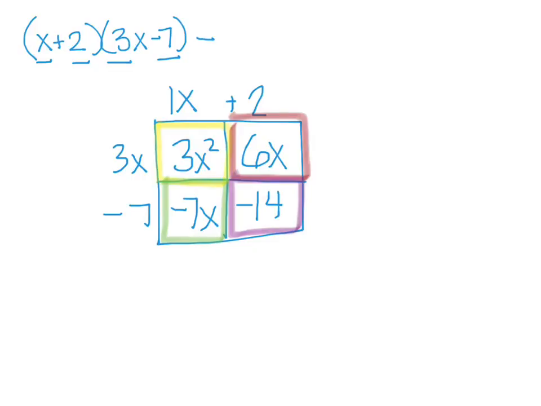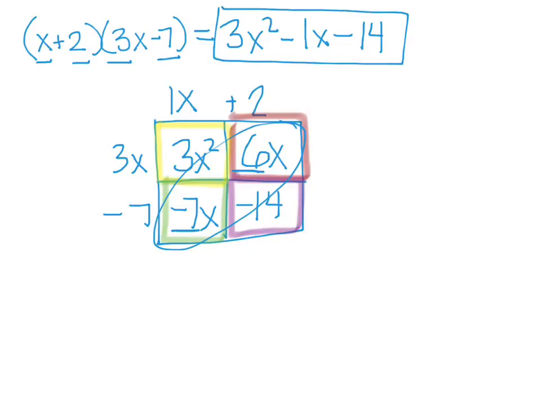For my answer to this multiplication, I'm just going to add together everything that's in the box. So 3x squared does not have any like terms. On this diagonal, though, I've got the 6x and the negative 7x. So I'm going to add the 6 and the negative 7. 6 plus negative 7 is negative 1. And then I'm going to keep the x the same. And then finally, I've got negative 14. So this is my answer when I am multiplying these two binomials.